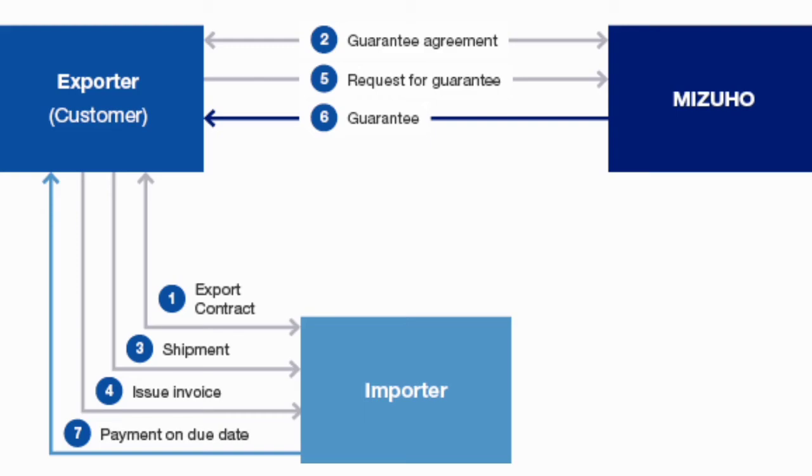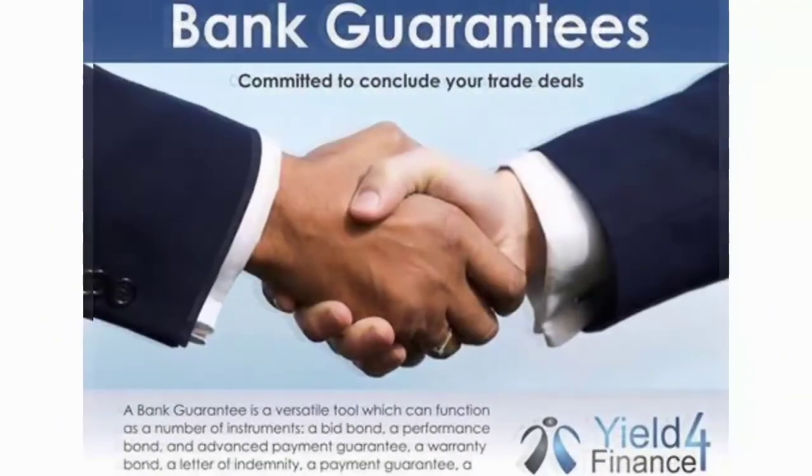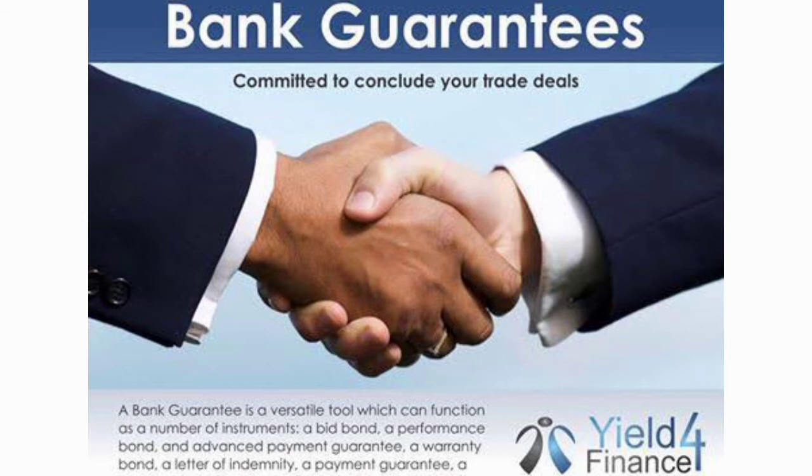Confirmed payment order. This is an irrevocable obligation on the part of the bank to pay a specified sum at a specified time to the beneficiary, meaning the creditor, on behalf of the customer.